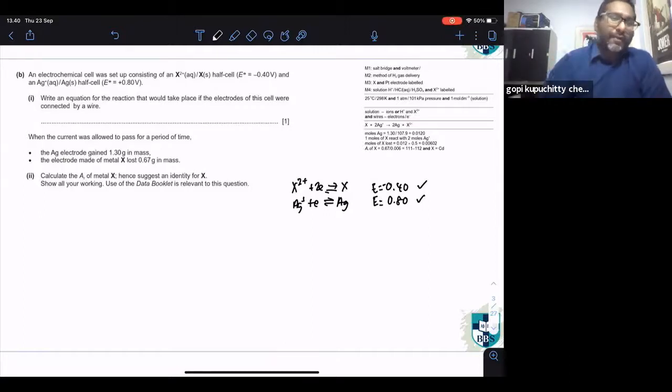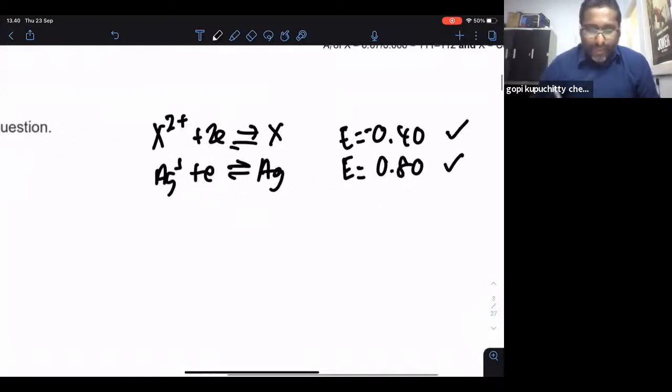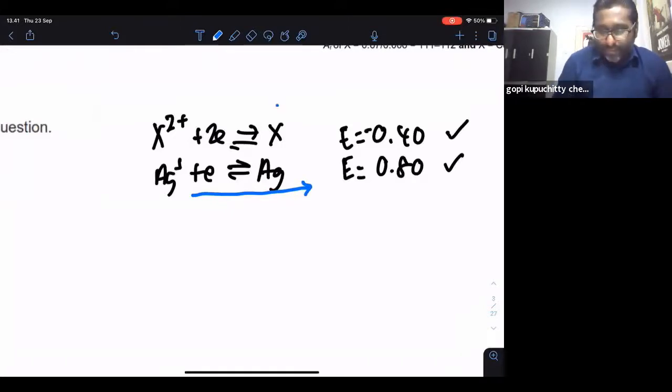And if they ask you to write an equation for the reaction that will take place, if this is going to be connected. So based on what I taught you, you look at the E value that is going to be more positive. You see negative 0.4, positive 0.8. This is more positive. More positive will go to the right.